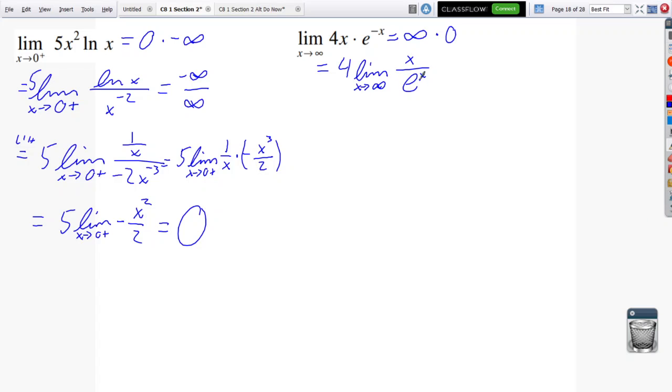Over e to the x, which quickly shows me as infinity over infinity, which I can now use L'Hopital's rule to give me 4 limit x approaches infinity. Derivative of x is 1 over e to the x. Plug in infinity, I've got 1 divided by infinity, which gives me 4 times 0, which gives me 0.